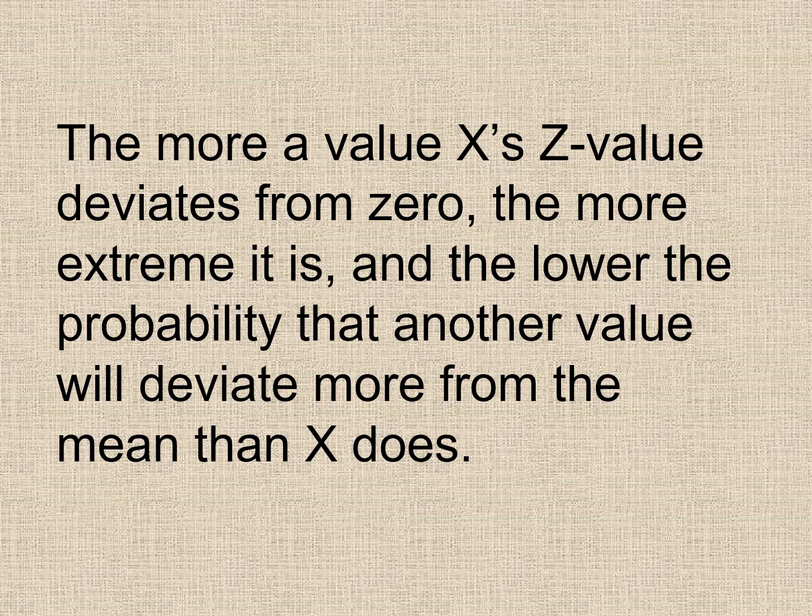So if you take a value x and transform it to a z value, then the more this z value deviates from 0, the lower is the probability of receiving another value that deviates even more from 0, that is even more extreme than this first value x. So the z value could be said to be a measure of extremeness, how extreme a certain value is.